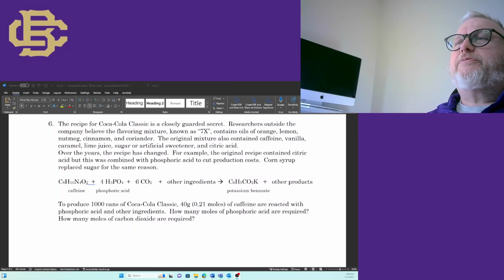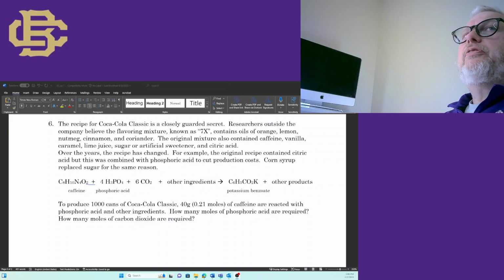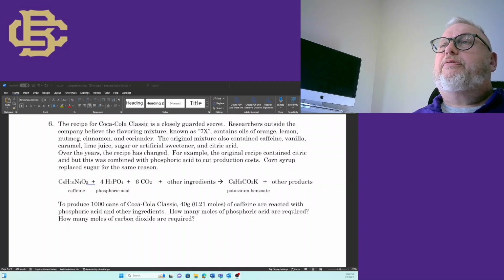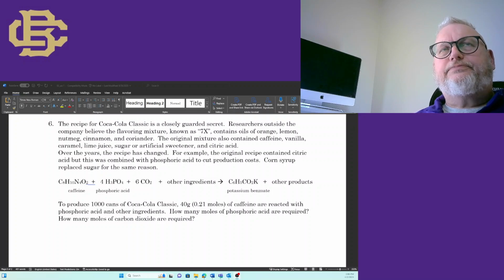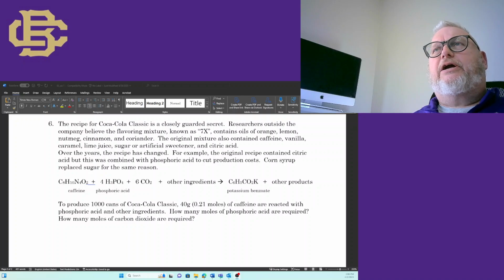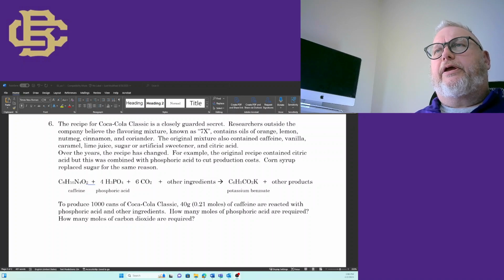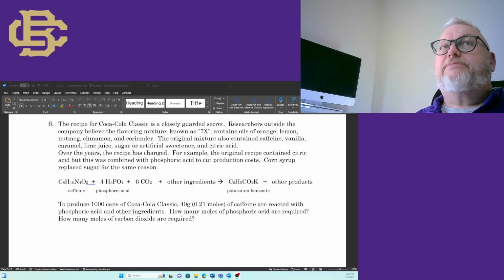Over the years, the recipe has changed. For example, the original recipe contained citric acid, but this was combined with phosphoric acid to cut production cost. Eventually, corn syrup replaced sugar for the same reason. So I've got a nice little formula here. You can see there's 1 mole of caffeine used with 4 moles of phosphoric acid, 6 moles of carbon dioxide, and other ingredients to produce 1 mole of potassium benzoate and other products.